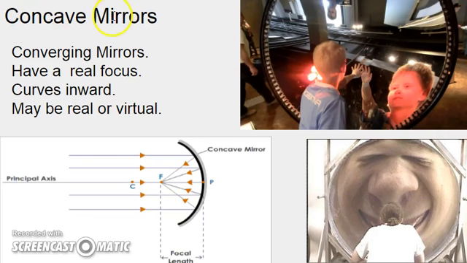So we're going to start off with concave mirrors. Concave mirrors, they are converging mirrors where light is converged into a focal point. They have a real focus, and notice the focus is located on this side, on the inside of the mirror. They are curved inward, right? Hence this location. You can think of it like a cave. You can actually put your hand in here. And they may be real images or virtual images, if you're inside here versus outside the focus.